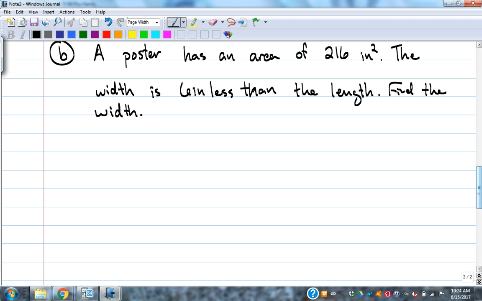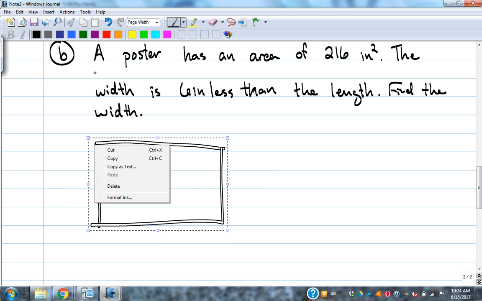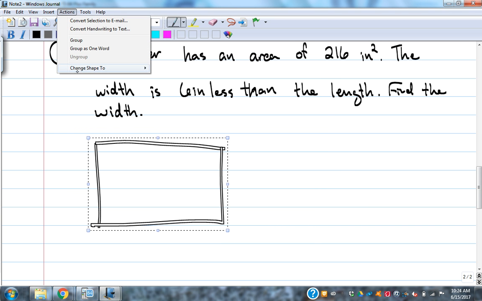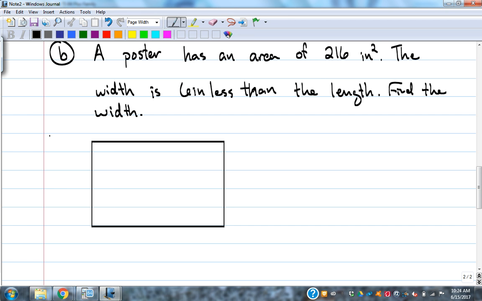All right, so it's another problem where we're finding the width. And one of the things that I think helps with word problems are pictures. I drew a box on the first example. Here we have a poster. Posters are usually rectangles, so I'm going to draw myself a little rectangle here. There's a nice rectangle on this one. Okay. We know that the area is 216 square inches.